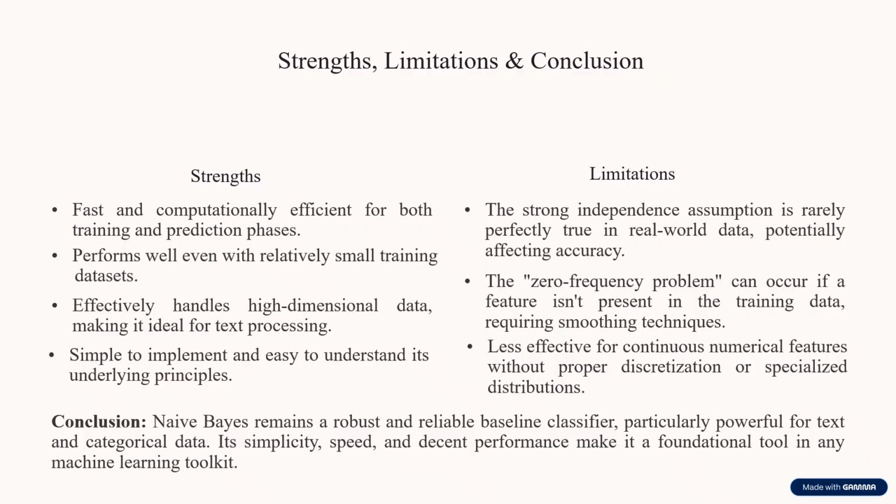The conclusion is that it is a robust and reliable baseline classifier, particularly powerful for text and categorical data. Its simplicity, speed, and decent performance make it a foundational tool in any machine learning toolkit. This is about the naive Bayes algorithm and how efficiently it works.